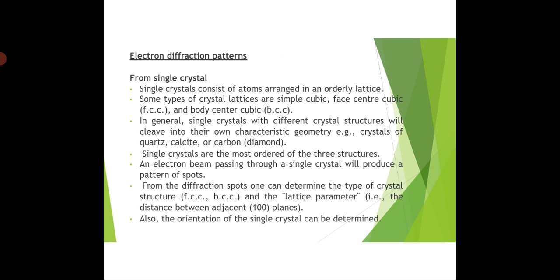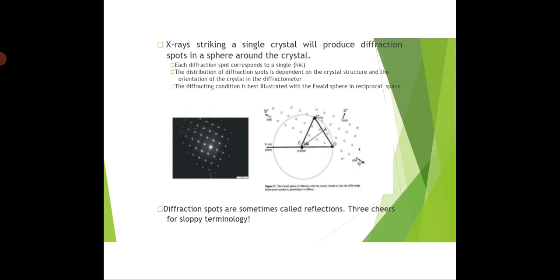Single crystals are the most ordered of the three structures. An electron beam passing through a single crystal will produce a pattern of spots. From the diffraction spots, one can determine the type of crystal structure. It may be FCC, face-centered cubic, or body-centered cubic, and the lattice parameter, the distance between adjacent planes, whose value may be 100. Also, the orientation of the single crystal can be determined.